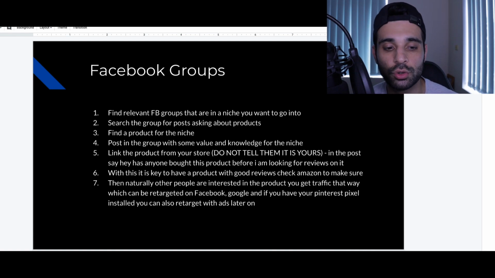So from there, once you find those groups, you're going to try to get into those groups. You're going to add yourself to the group, or request to join, and then they'll allow you in. Then you're going to search through the group for posts about products.